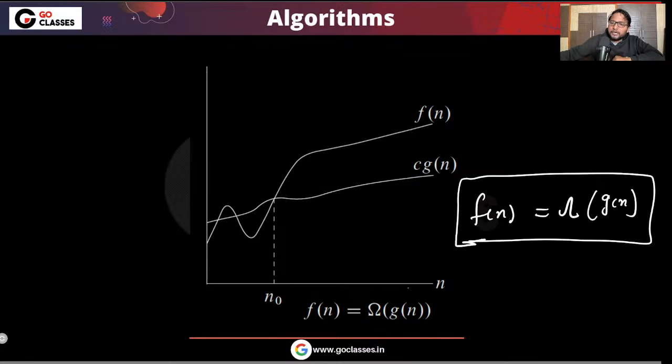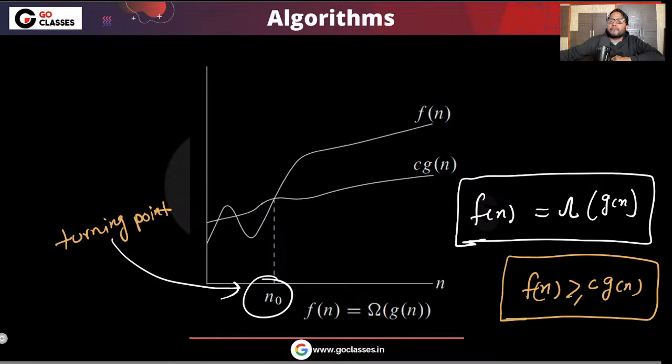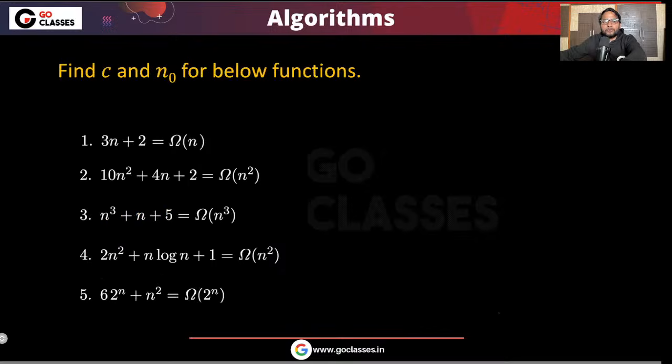It means that after some point in time, f(n) is greater. After some point in time is called the turning point. Before that, anything can happen. After some point in time, f(n) will be greater than or equal to g(n), or very specifically c into g(n). So there has to exist some c for which this is true. Let's just see the questions, and from that you will understand more.